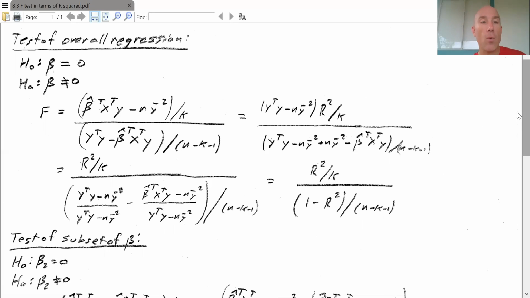Okay, so this tells us that there's a direct relationship between the F statistic and the R squared.